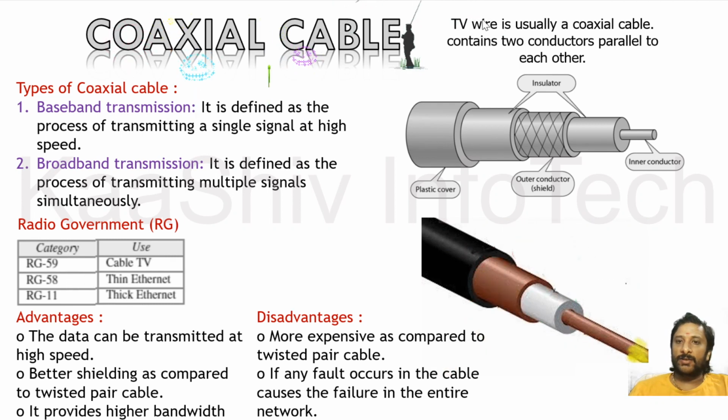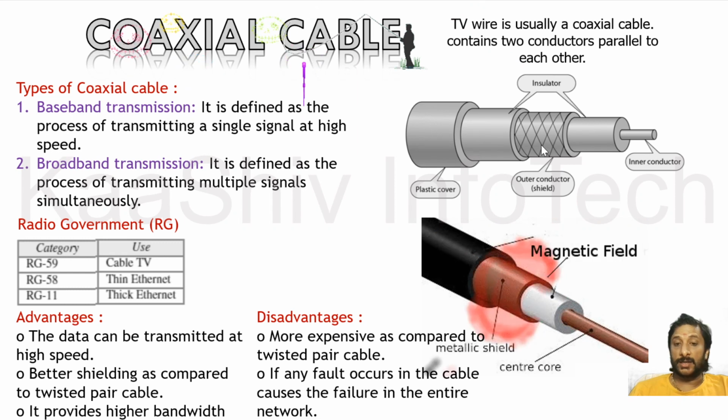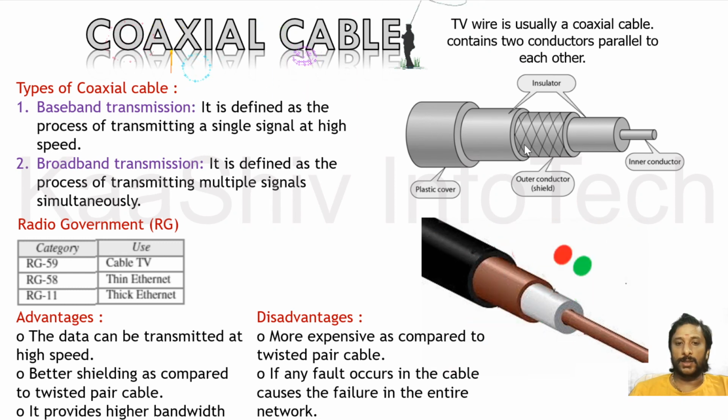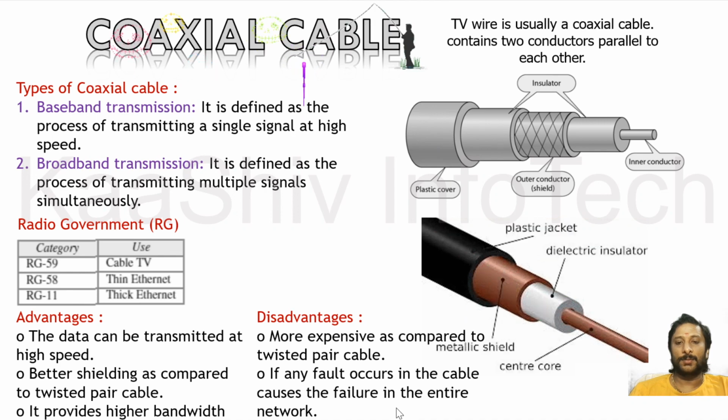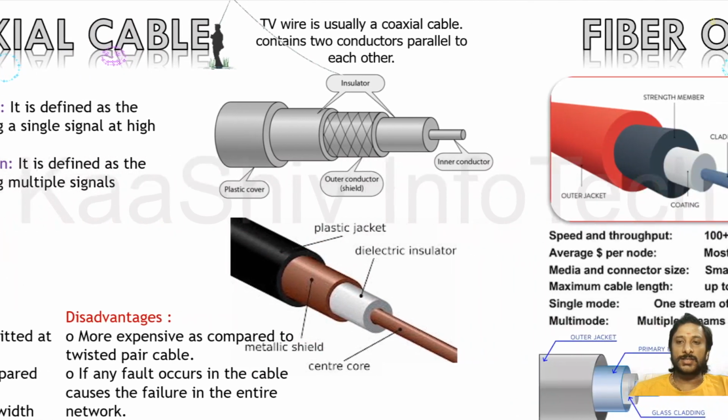Okay, so TV wire is usually a coaxial cable. It contains 2 conductors parallel to each other. The advantages are good transmission, better shielding, and higher bandwidth. The disadvantage is that it's more expensive. If any fault happens in the middle of the wire, then we have to change the entire wire. That is a problem. So this is for coaxial cable.